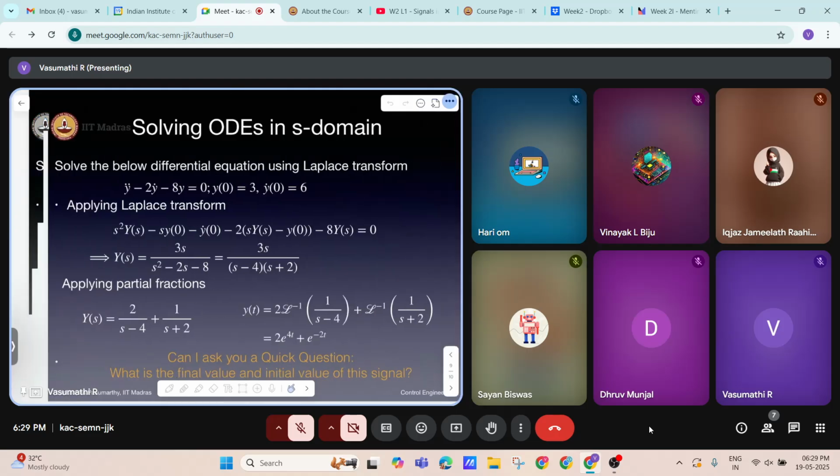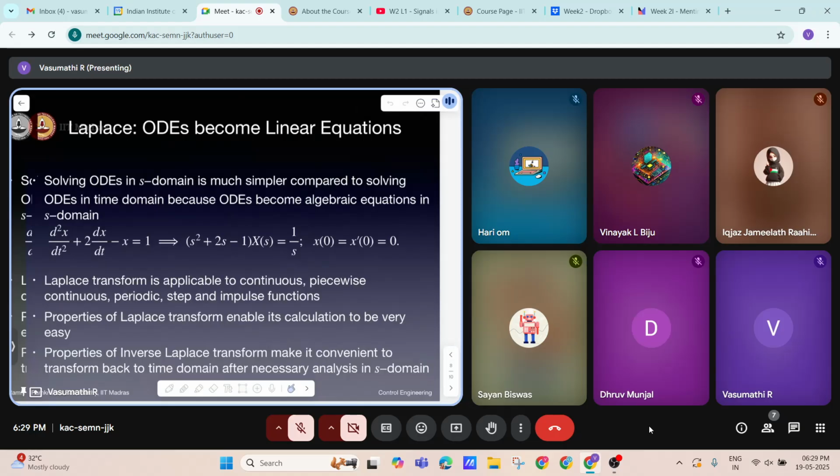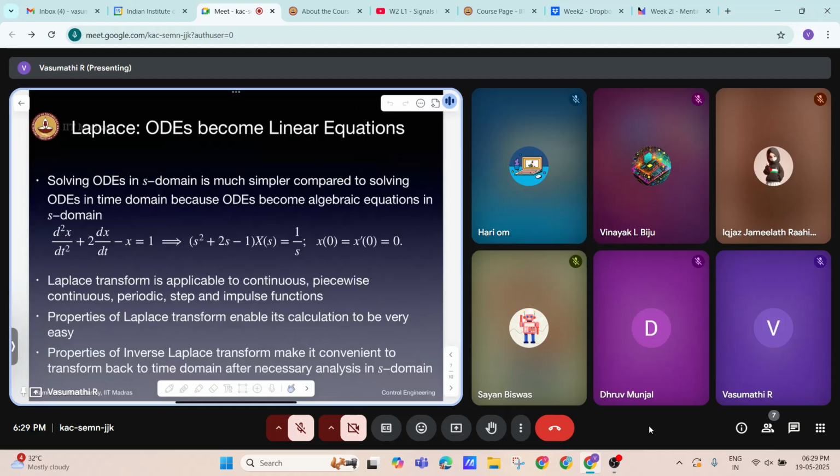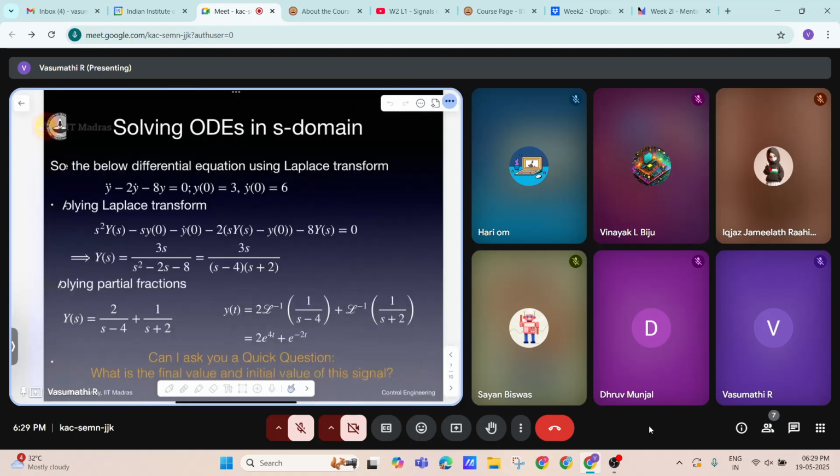Same, solving ODEs. There will be problems on this aspect. As we saw here, we saw some simple examples, right? Similar to this, if we increase the complexity, let's say y double dot, that is d squared y by dx squared, minus 2 dy by dx minus 8y. How are we going to solve this?